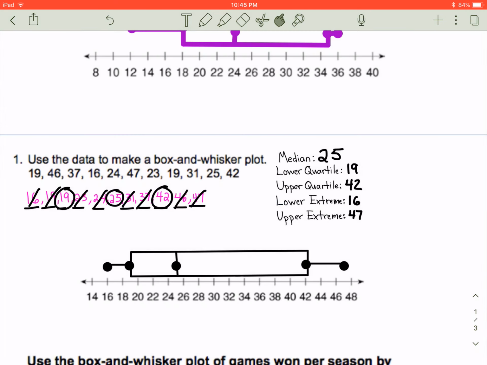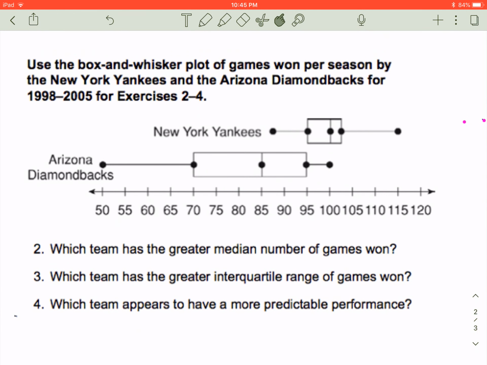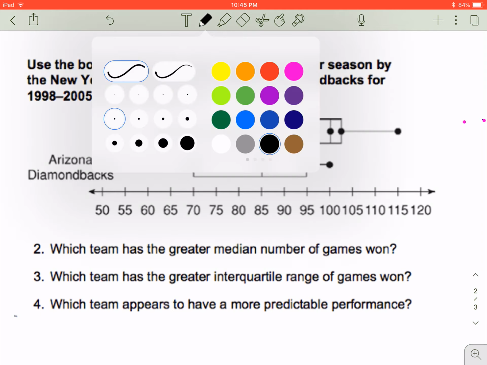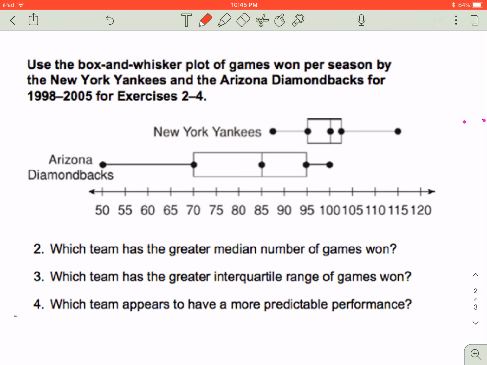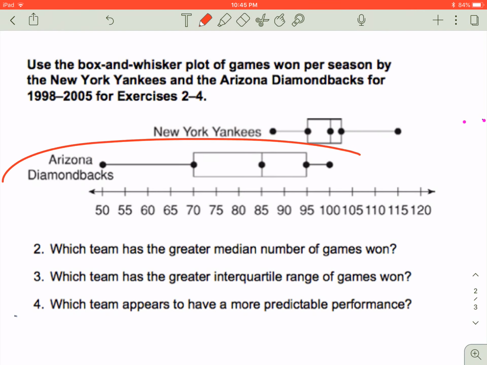Last thing on this note before we move on is where we will have to answer some questions about box and whisker plots. So this shows us the number of wins the New York Yankees and Arizona Diamondbacks had through the years of 1998 through 2005. The top graph is our Yankees box and whisker plot, and the bottom graph is our Diamondbacks box and whisker plot. The first question says, which team had the greater median number of wins?